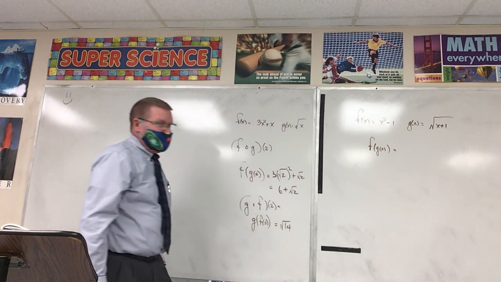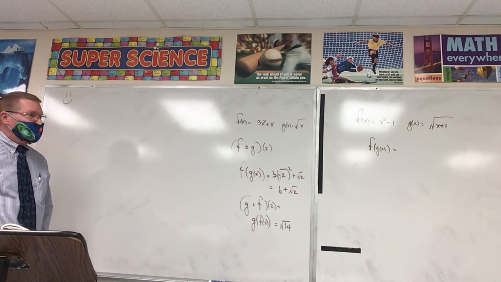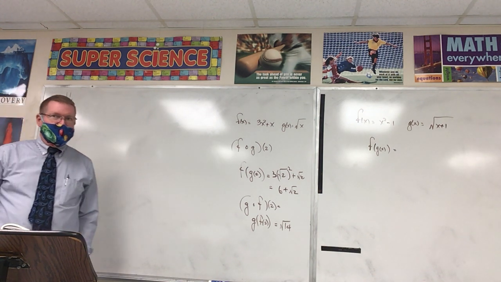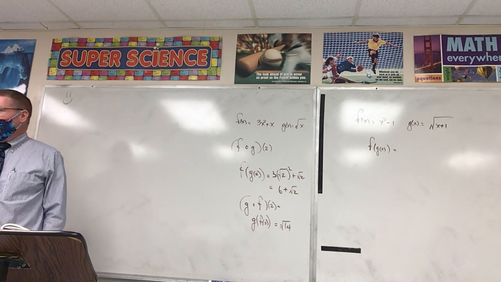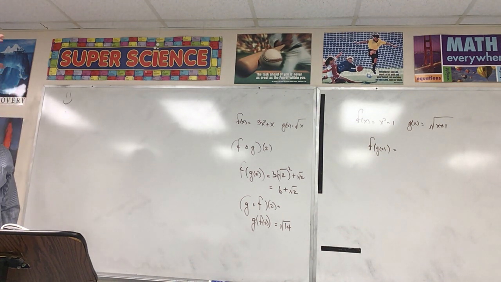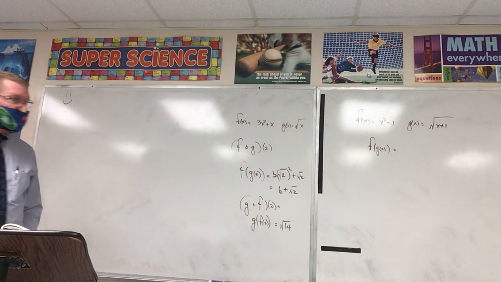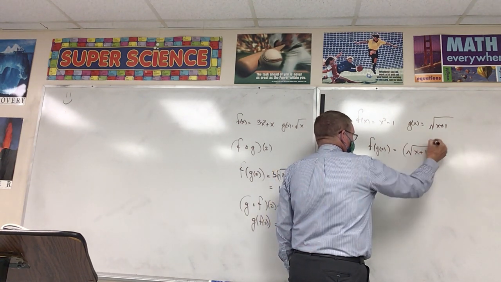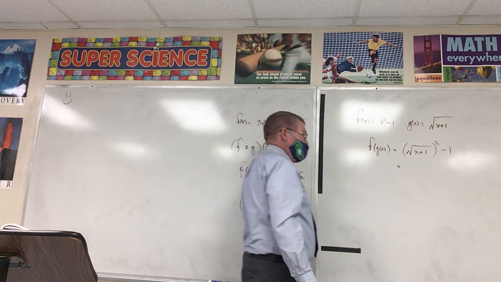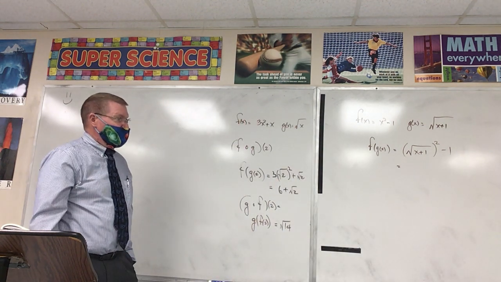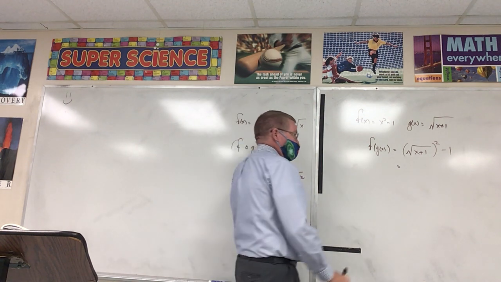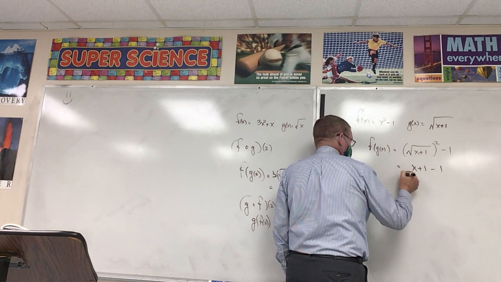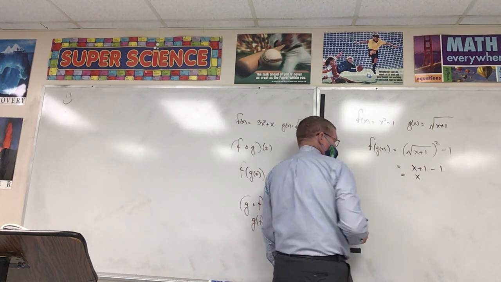That's g of x. So what does f of g of x represent? What does that tell me to do? Put g in place of the x in the f. So that's going to be square root of x plus 1, squared, minus 1, which equals x plus 1 minus 1, which equals x.